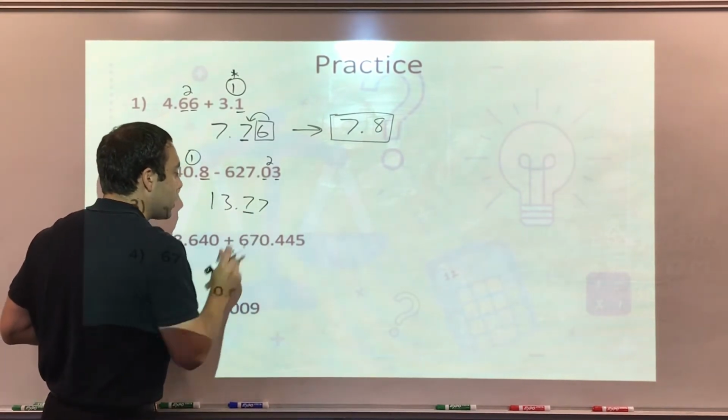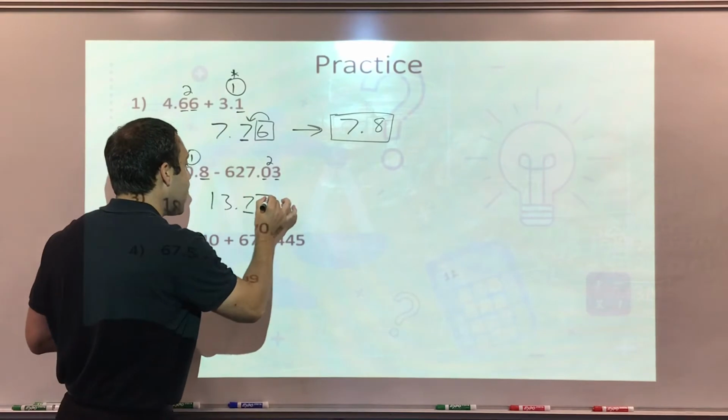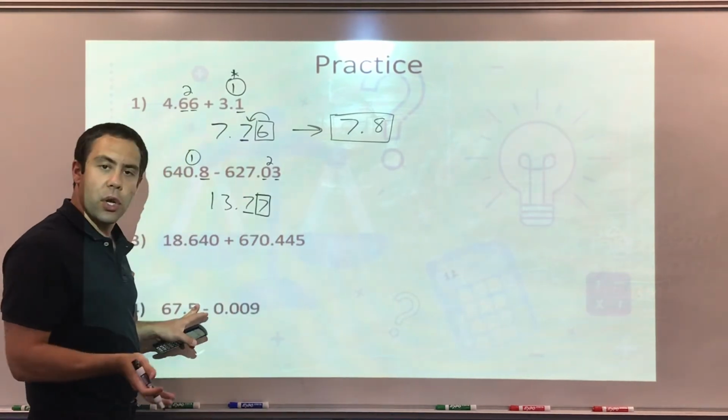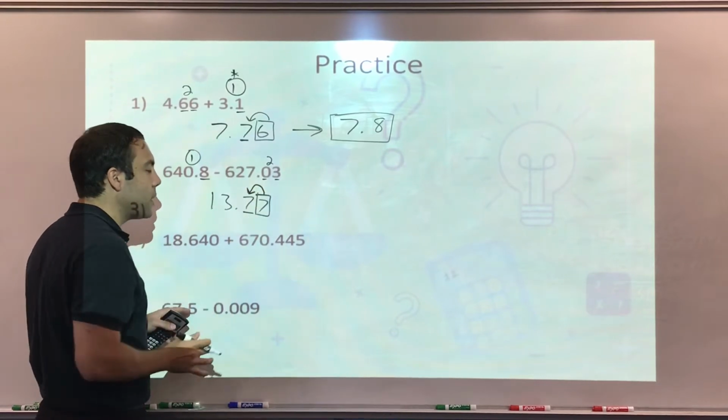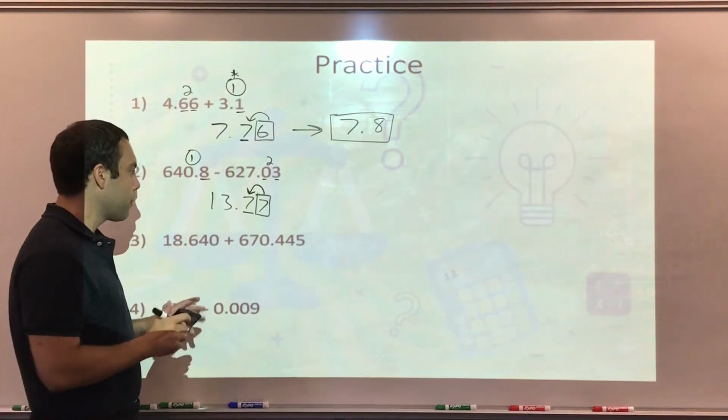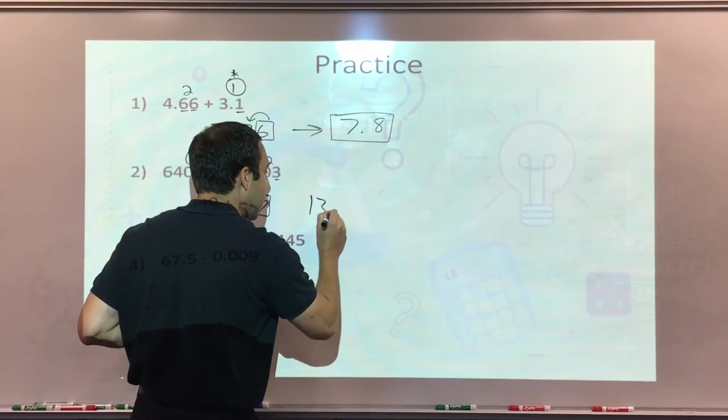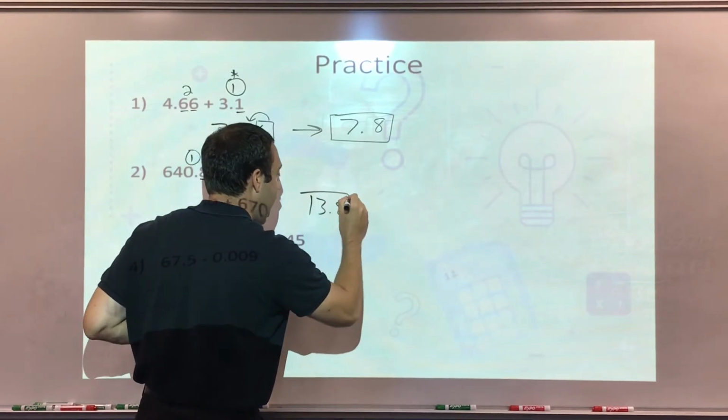Once again, 1 decimal place. We go to the 7. We put a box around the next number. In this case, it's also a 7. Since 7 is 5 and above, once again, we're going to round up. Our final answer becomes 13.8.